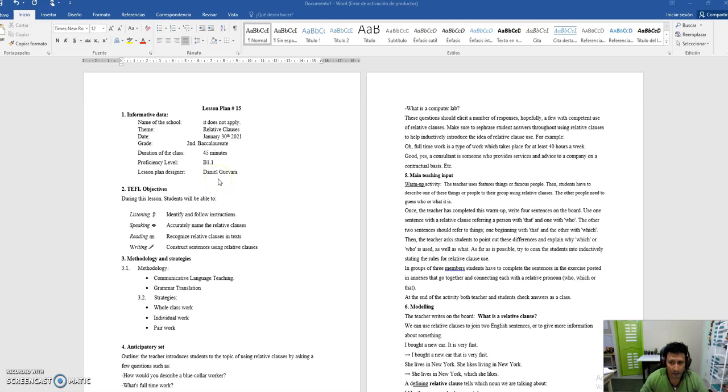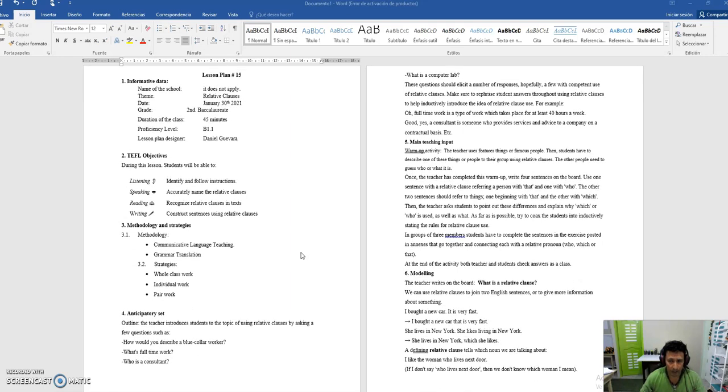The second step is the objectives. The students will be able to identify and follow instructions, accurately name the relative clauses, and recognize relative clauses in text. For the writing goals, they will also construct sentences using relative clauses.